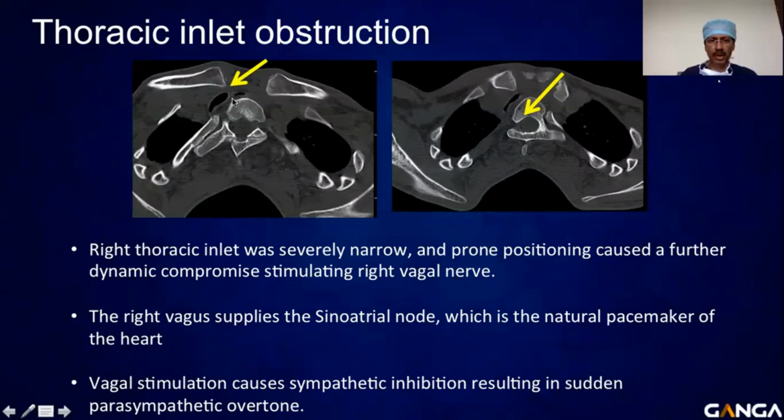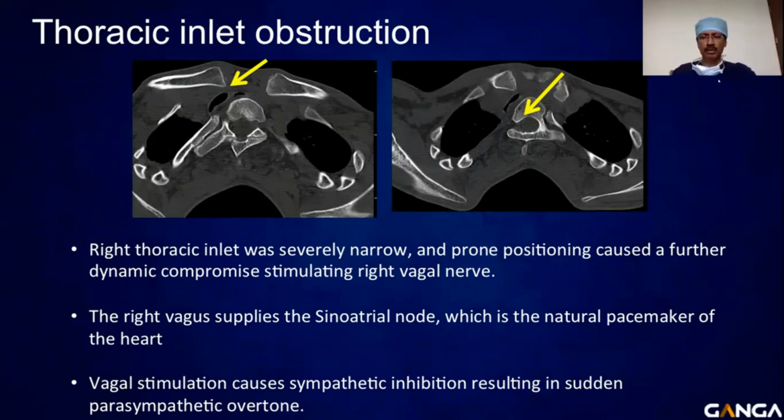And because this is the location here of the right vagal nerve, and we know that the right vagus nerve supplies the sinoatrial node, which is the natural pacemaker of the heart. And the pressure of the medial end of the right clavicle on the vagus nerve caused a sympathetic inhibition, resulting in sudden parasympathetic overtone, leading to bradycardia and a complete asystole.